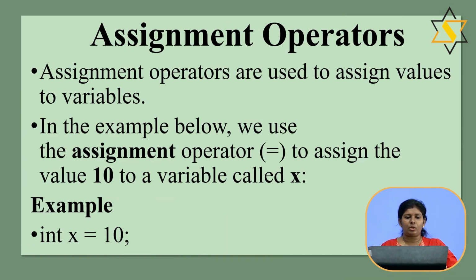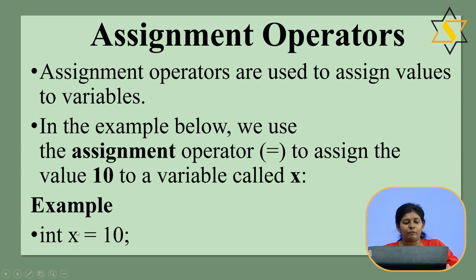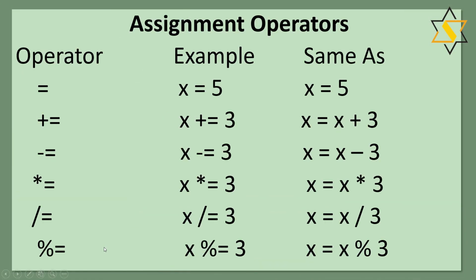Then the assignment operators. Everyone knows about the assignment operator because we use it in our mathematical expressions like a equal to b, or b equal to x plus y. So equal to is called the assignment operator. It assigns something, so that's why it's named assignment operator. For example, int x equal to 10. This is the assignment operator, and it always comes with an equal to sign.